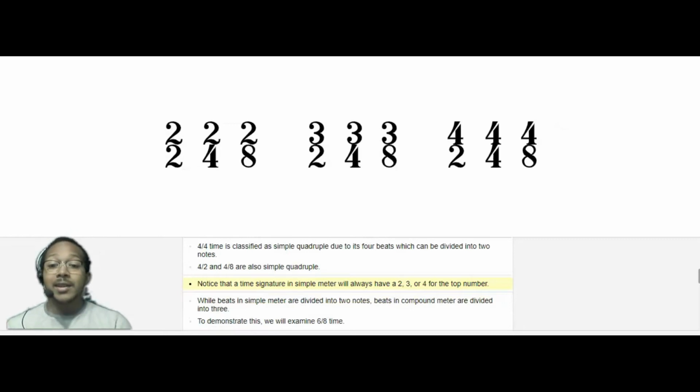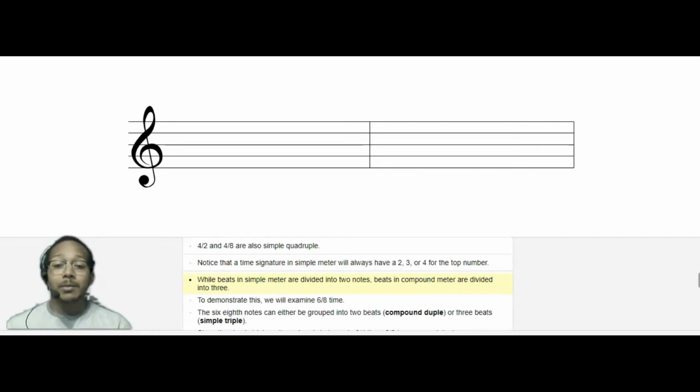We want to notice that any time that a time signature is in a simple meter, the top number will always be a 2, a 3, or a 4. So on one hand, we have simple meters. Now we're going to look at some compound meters. When they're compound, that means they are divided into 3.